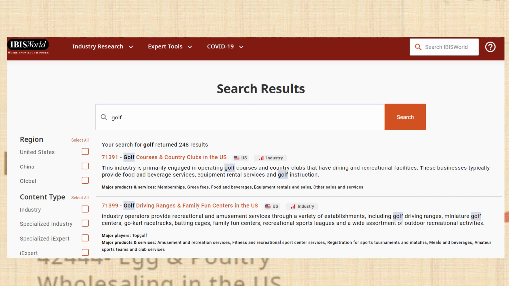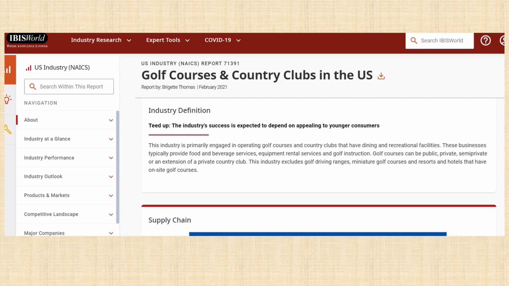At any rate, these are industry reports. These industry reports would be very expensive for a firm to purchase, but you get access to them for research purposes at the university for free. They are typically about 50 to 60 pages long and include lots of information. For instance, here's an example for golf courses and country clubs. It looks at the industry at a glance, industry performance, industry outlook, products and markets, competitive landscape, major companies, and then it has information about revenues and profits.